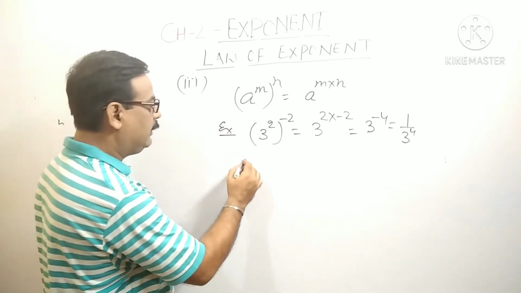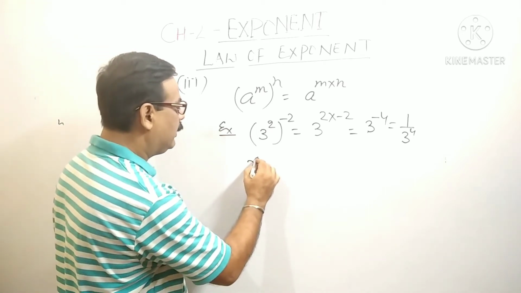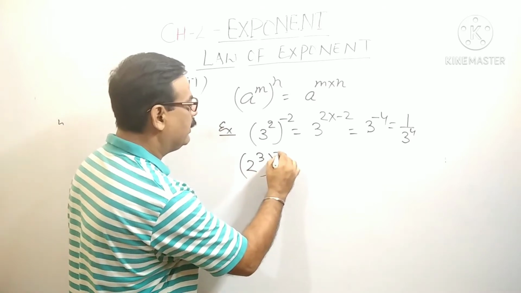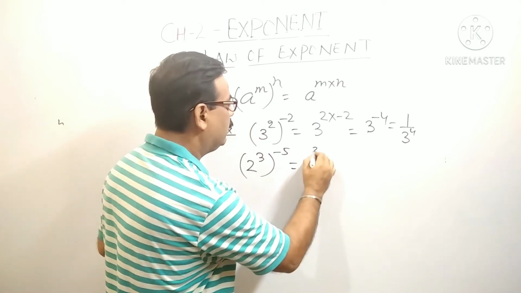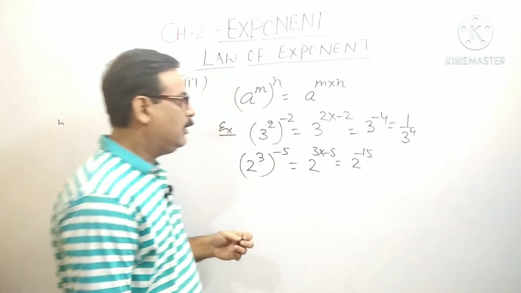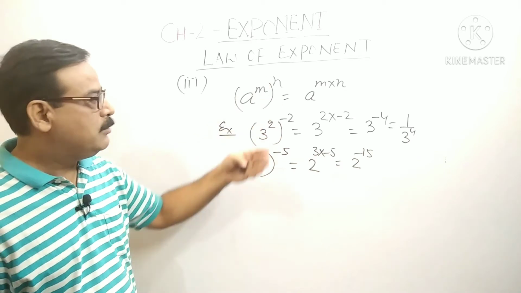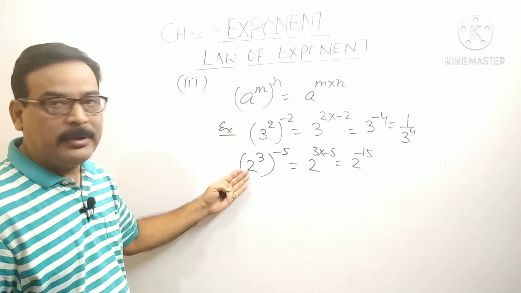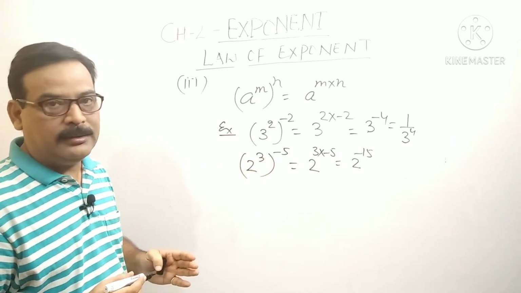Another example, let us see here. If any number, which is the base, is 2 and the power is 3 and the whole power is minus 5, we can write 2 to the power 3 into minus 5, that is 2 to the power minus 15. So whether the power is given 2 times, 3 times, 4 times, many times, there is no need to worry. You have to write the same base and the powers must be multiplied together.